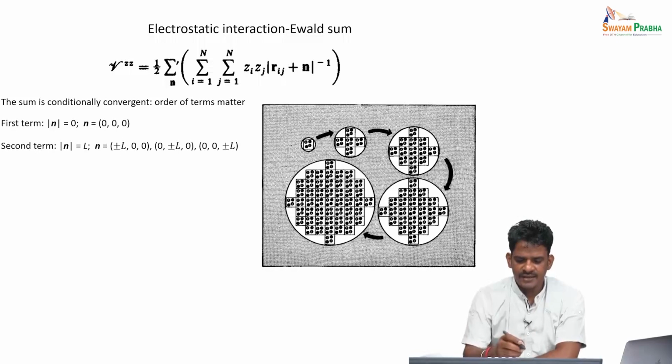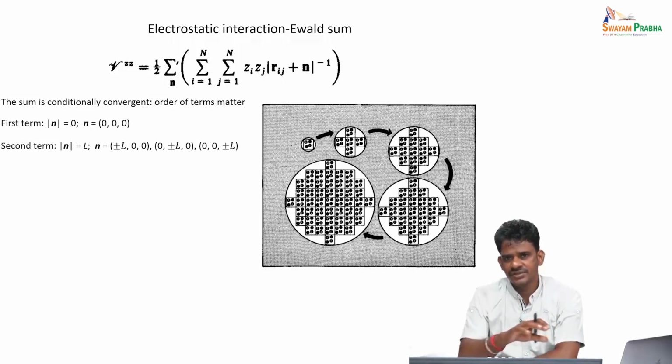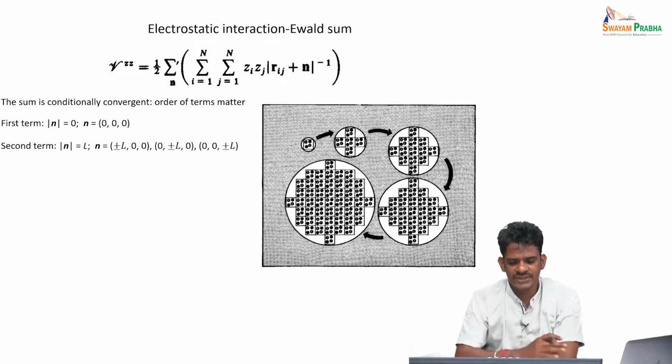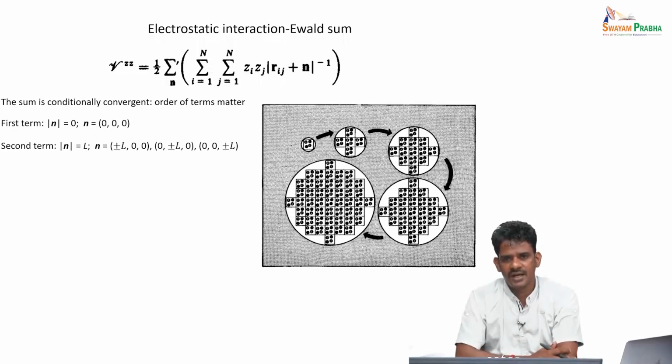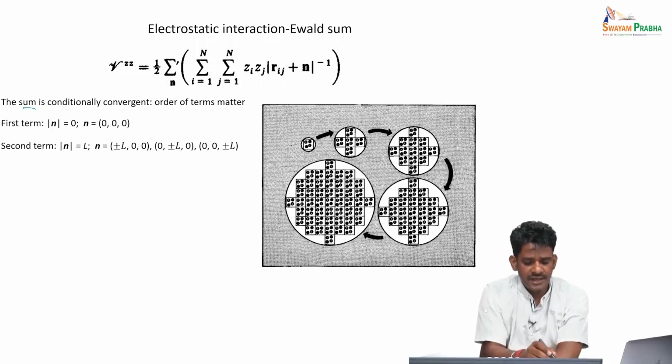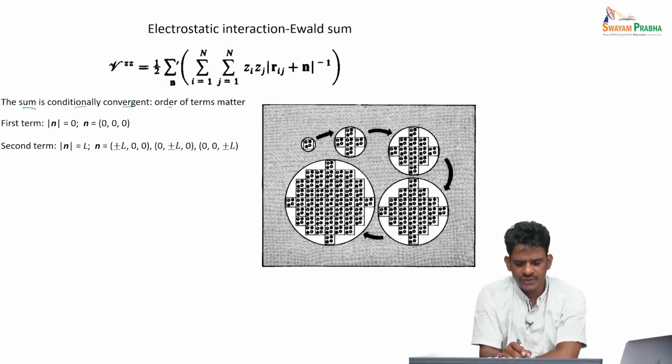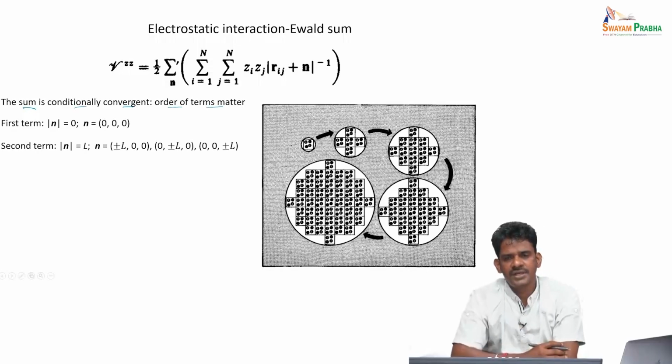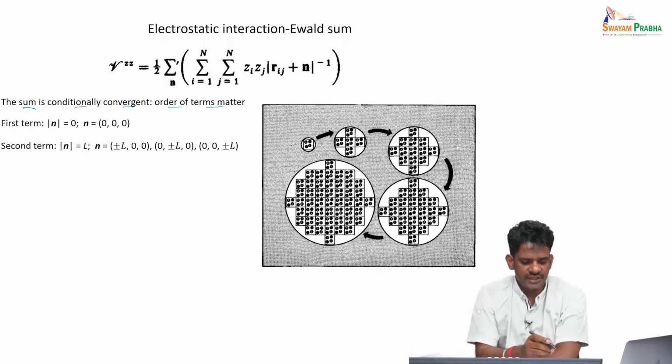Suppose you keep adding only the neighboring boxes along the x axis or along the y axis, you will see that this is not going to converge. On the other hand, if you start summing up from the closest periodic images, then the next closest and so on, then it is known that this summation converges. So, this sum is basically conditionally convergent, which means it depends on the order in which the periodic boxes are added up.